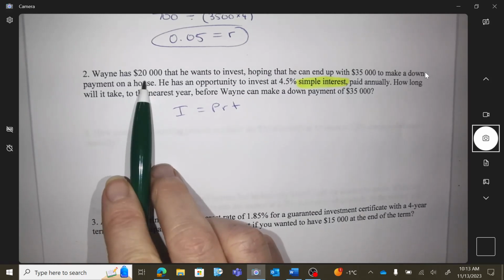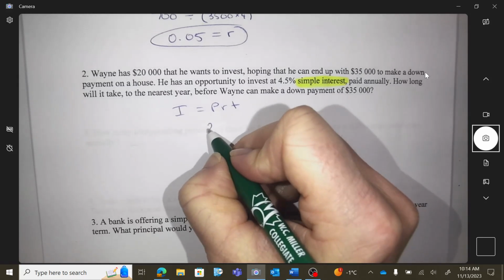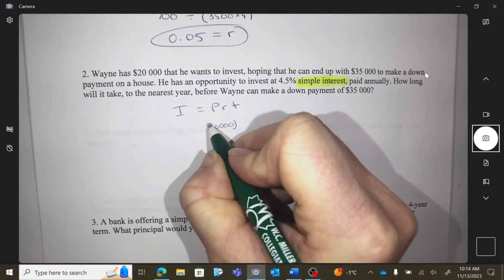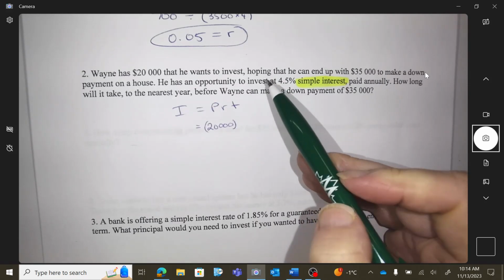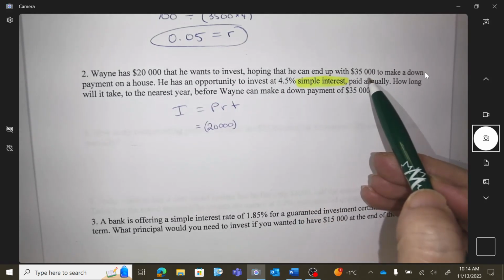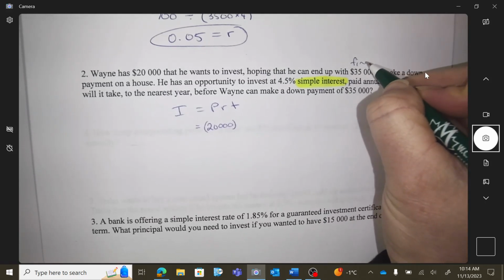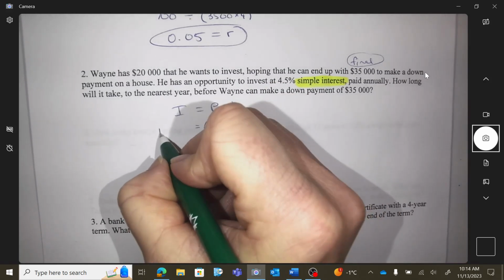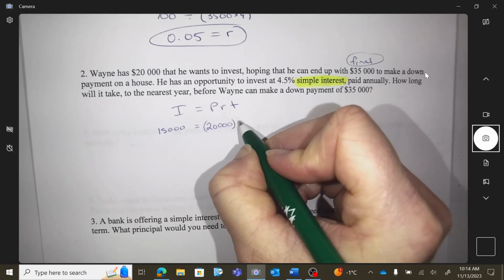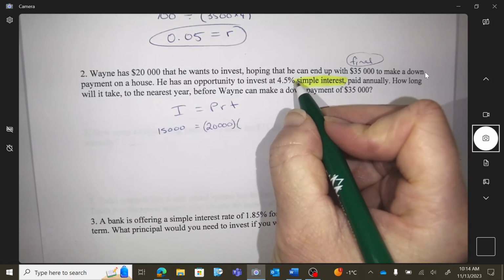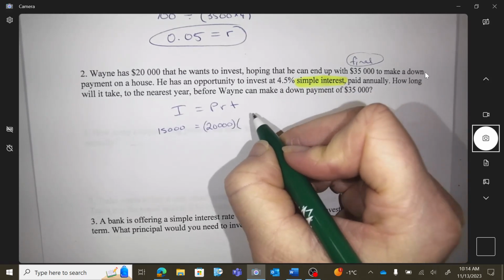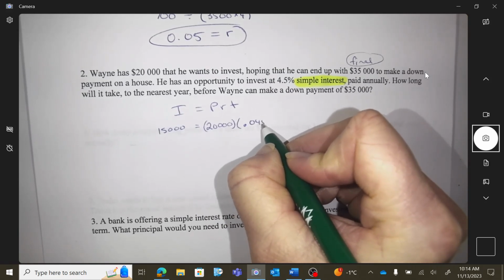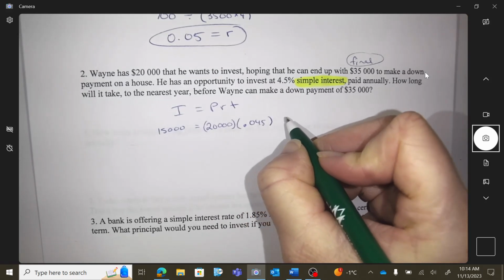Okay, he has 20 grand, so that's the start. He wants to end up with $35,000. That is a final. There's no room for final, so what do we put as an interest? 15,000 interest. The rate, you've got to do a decimal, right? How long?